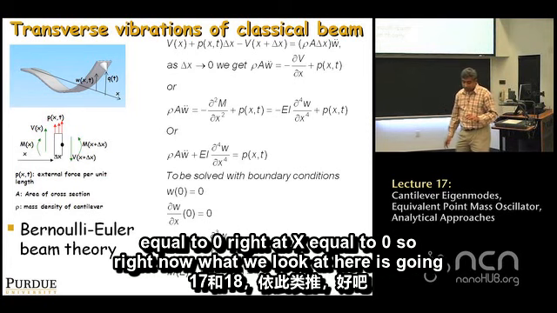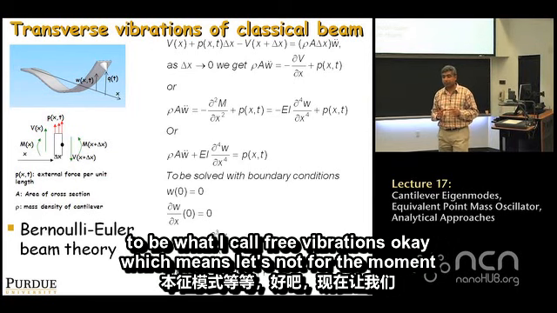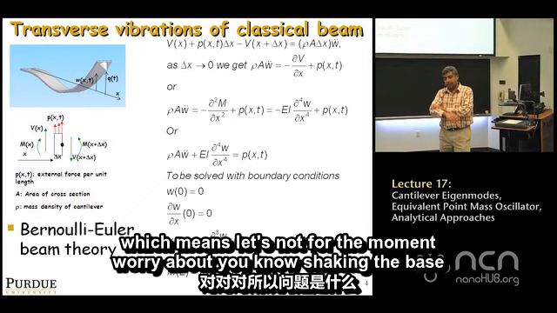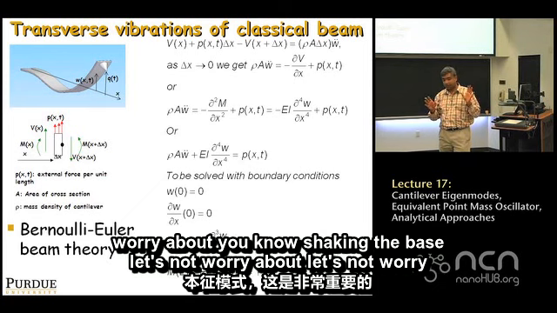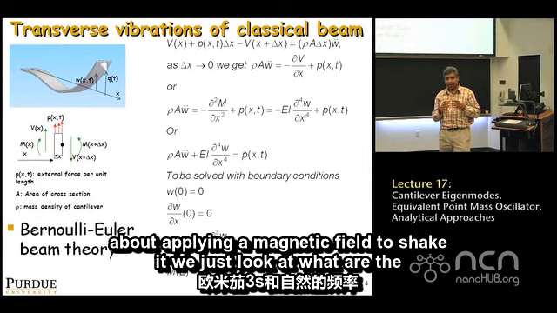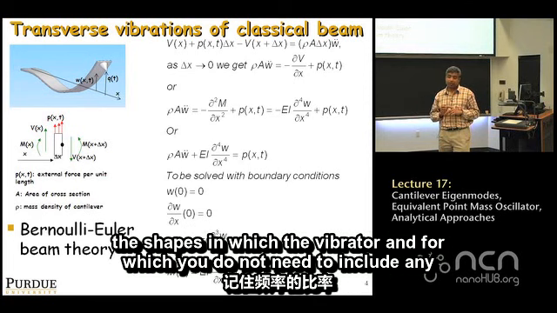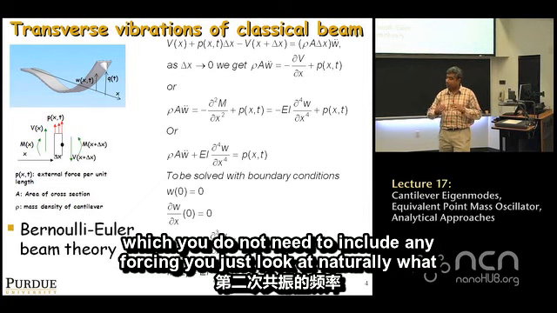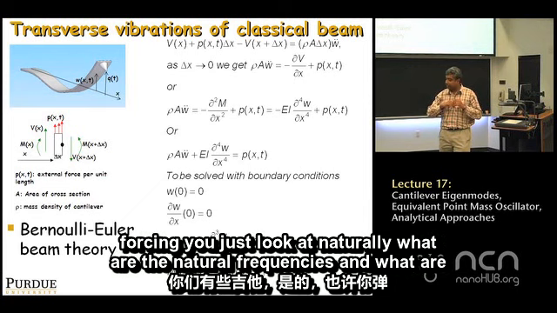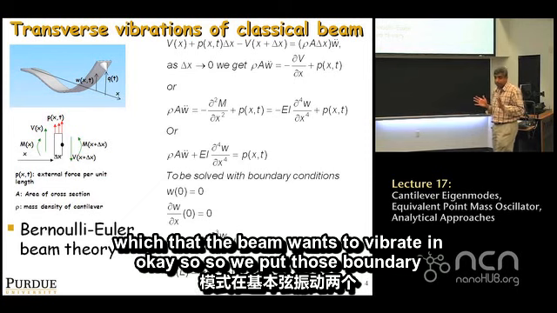So right now, what we look at here is what I call free vibrations. Which means let's not for the moment worry about shaking the base. Let's not worry about applying a magnetic field to shake it. We just look at what the characteristic frequencies are and what the shapes are in which they vibrate, for which you do not need to include any forcing. You just look at naturally what the natural frequencies are and what the characteristic shapes are in which the beam wants to vibrate, okay? So we put those boundary conditions.